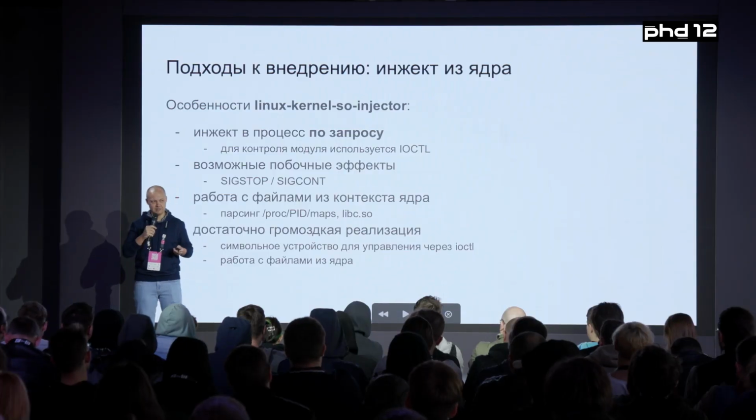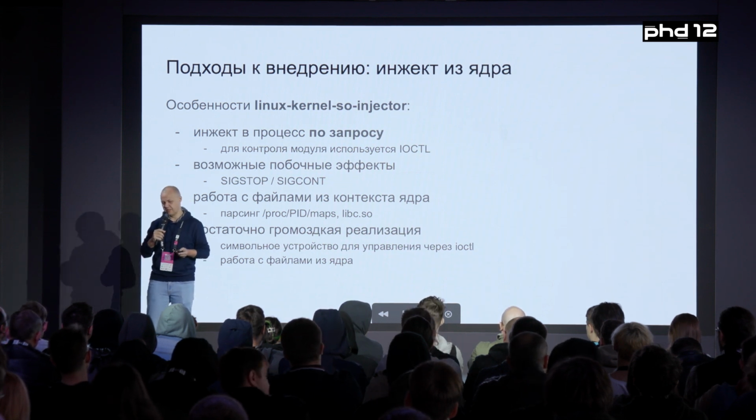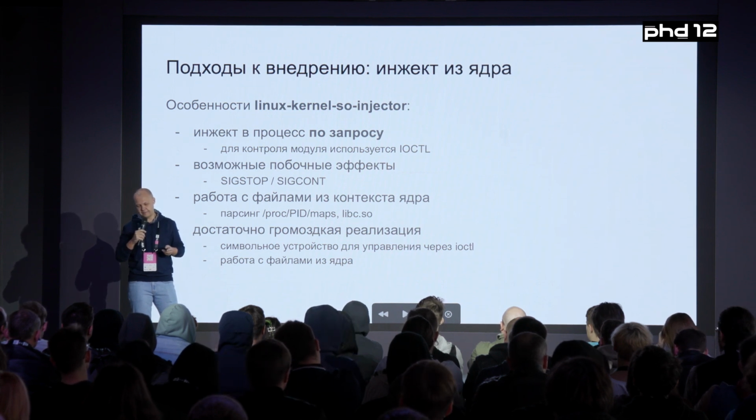Now, what's special about the project I've been telling you about. Again, this is a public project, so it's available on GitHub since 2020. And the first feature is that process injection is done on request. The kernel module I've been talking about has its own IOCTL. You send the process PIDs that need to be injected. It's not very convenient, at least in some practical situations.